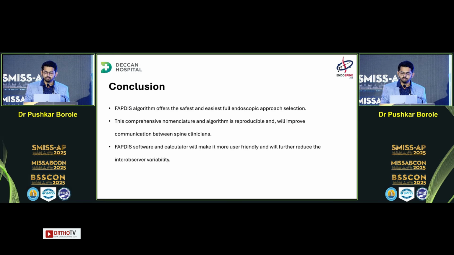So the FEBDIS algorithm offers the safest and easiest full endoscopic approach selection for targeted symptomatic nerve root decompression.